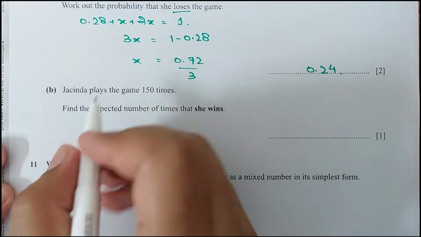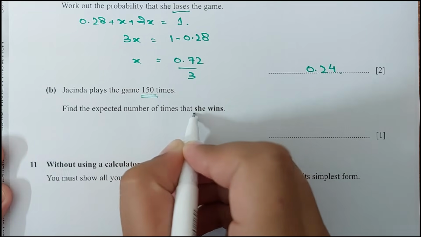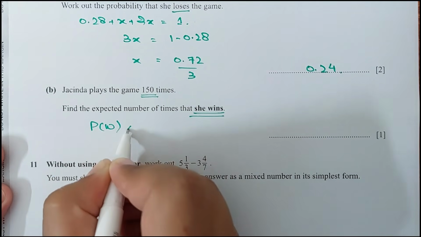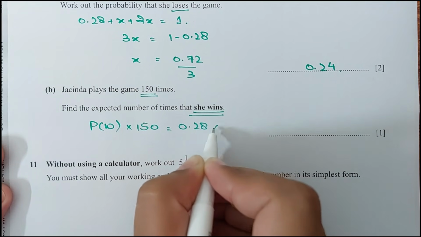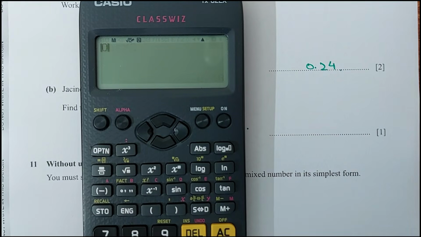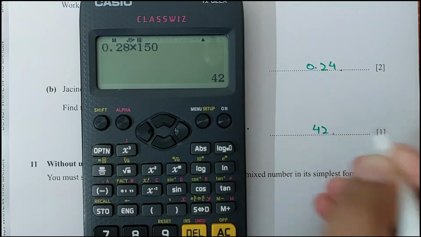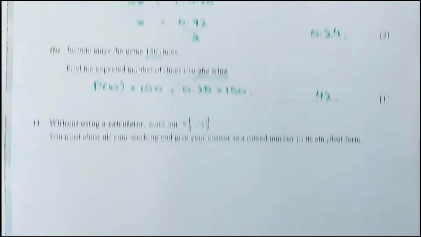Now for part B, Jacinda plays the game 150 times. Find the expected number of times that she wins. The probability of winning is going to be multiplied by 150 times. 0.28 times 150 is 42. So she will win 42 times out of 150 times.